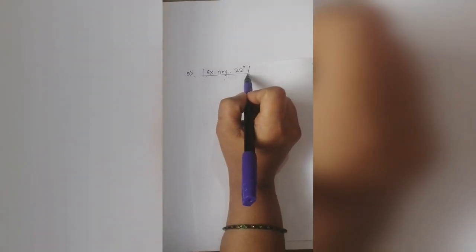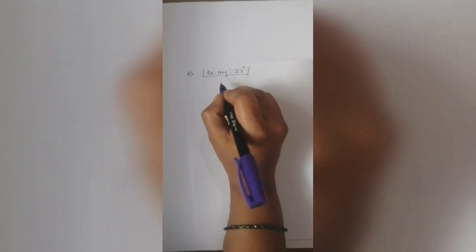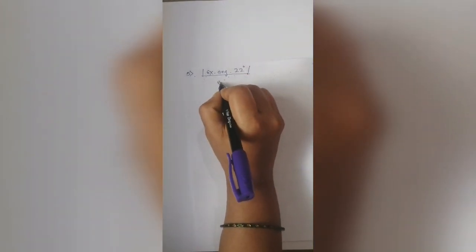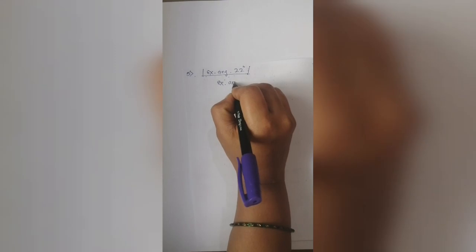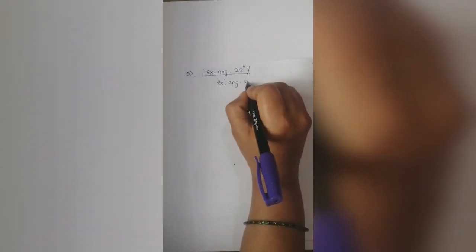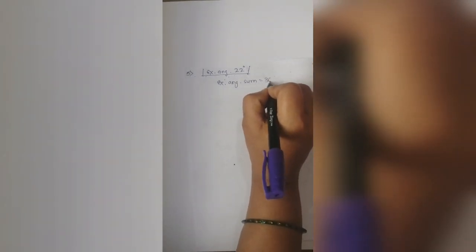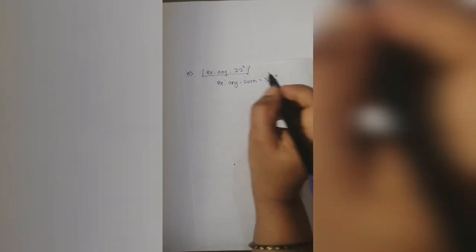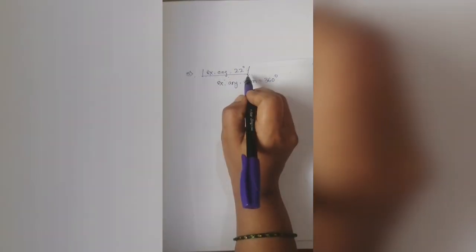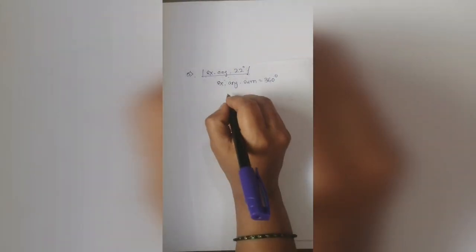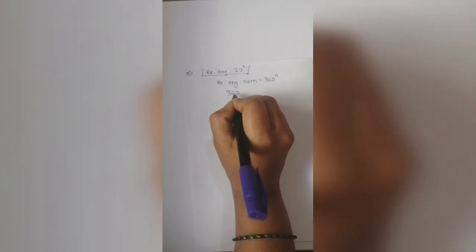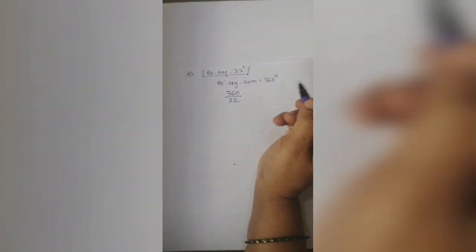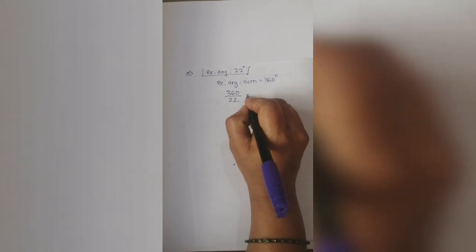Regular polygon means all the angles are equal. So the exterior angle sum property is equal to 360. According to the angle sum property, the sum of the exterior angles is 360. If it is a regular polygon, that means all the sides must be equal. So 360 divided by 22.